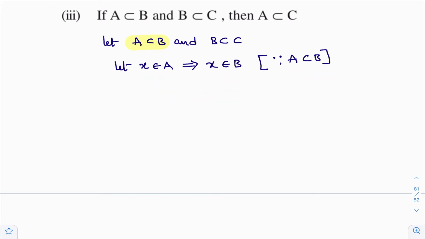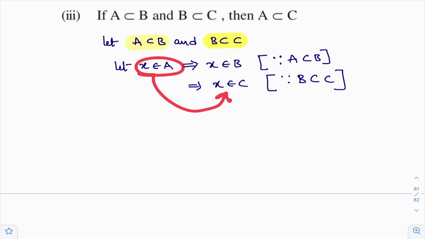Okay. Now you got X is in B. As I know B is a subset of C, I can easily say that X belongs to C. Why? B is a subset of C means all the elements present in B are present in C. So here X is in B means X definitely belongs to C. So what happened here? If I take X in set A, definitely X belongs to set C.